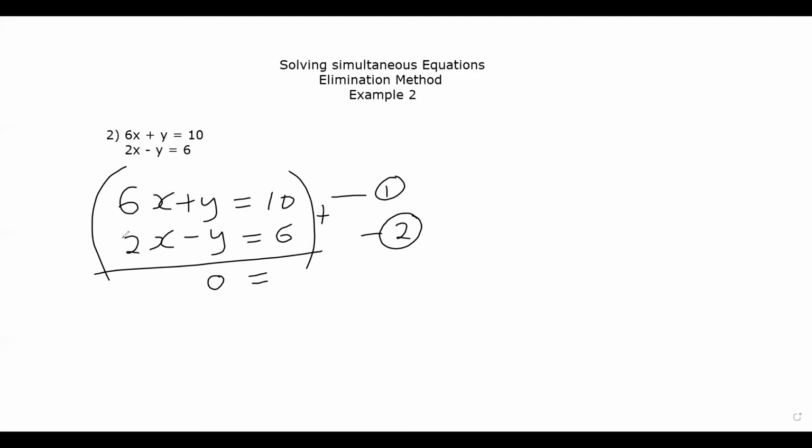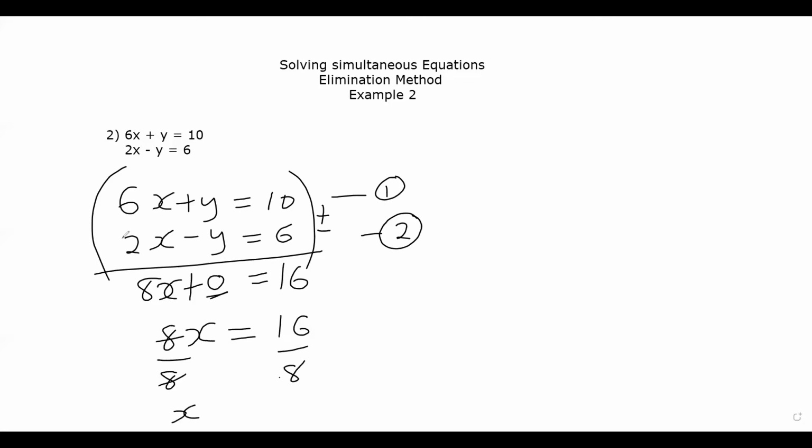Now we can go to the other values in the equation. For example, 6x, we also add 2x, so that gives us 8x plus 0. Then we have 10 plus 6, which gives us 16. So 8x plus 0 is just 8x equals 16. Divide by 8, divide by 8, this gives me x equals 2.